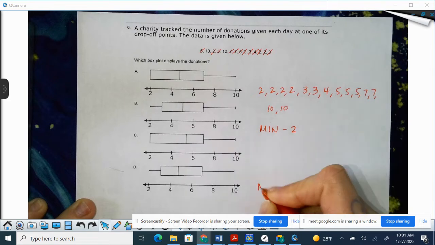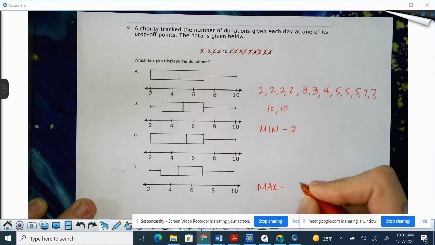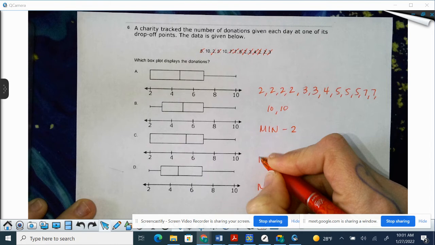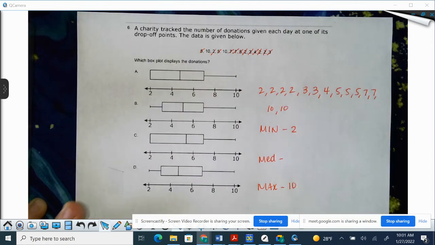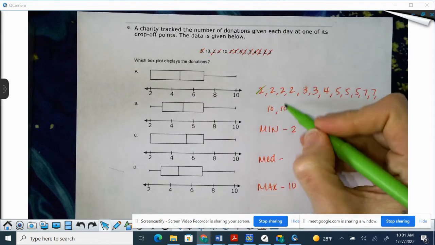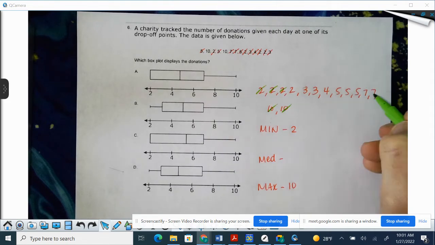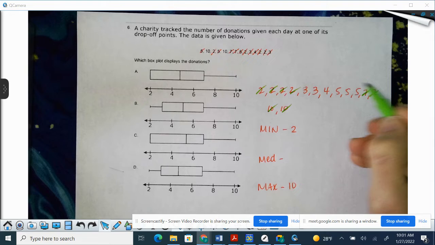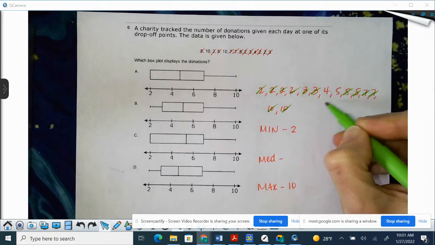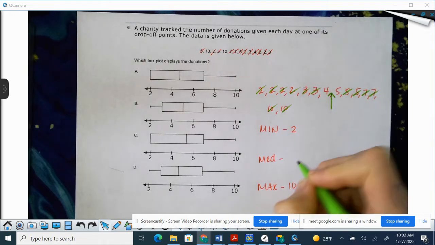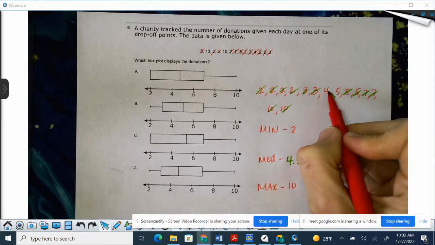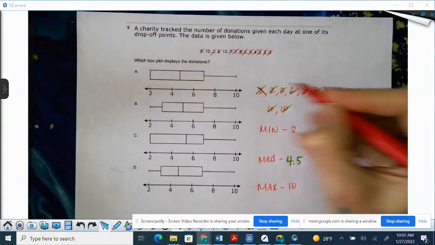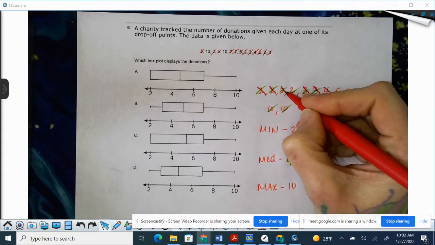Our max is going to be 10. Our median is in the middle. So that means ultimately, if you wanted to do this, that means 2, 10, 2, 10, 2, 7, 2, 7, 3, 5, 3, 5. So this is our middle. So our median is going to be 4.5. And then to find your Q1 and your Q3, you're going to go from here. So 4, 2, 3, 2, 3, 2. That's our Q1.